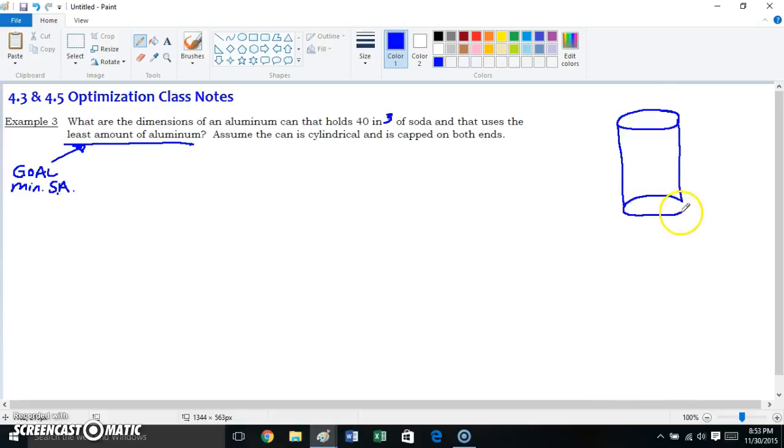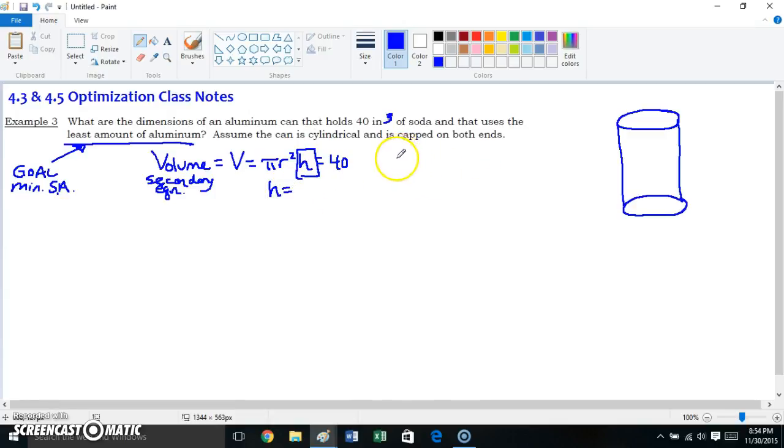So draw a nice picture of your can. It holds 40 cubic inches. So volume V equals area of the base, pi r squared, times height. And that's 40 cubic inches. This is actually our secondary equation, so we'll use that later, probably to solve for h.